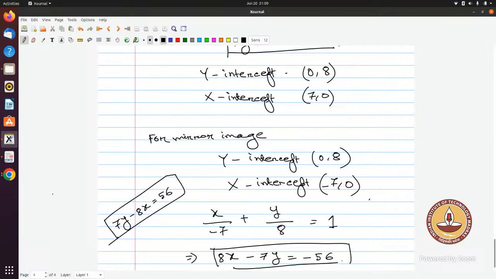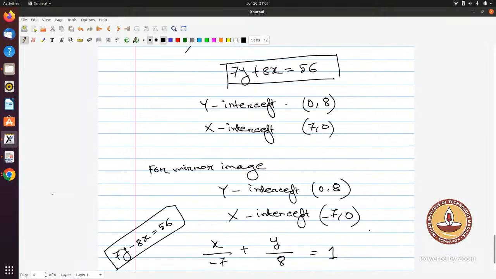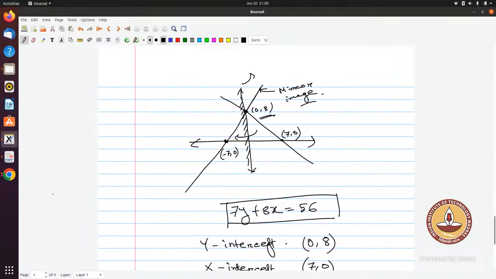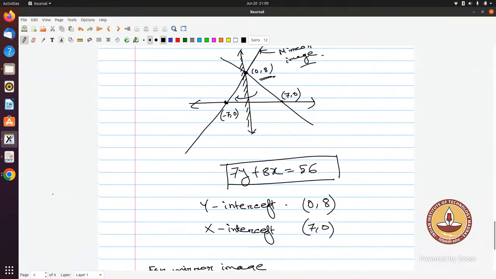Sir, actually I used another method. I used the perpendicular lines slope formula, m1 into m2 is equal to minus 1, because these will be perpendicular to each other. Yes, sir. Yeah, you can do that. But why are they perpendicular? Because it is a mirror image, so the other line is the mirror image and it gives the cross slope. So they are perpendicular to each other, sir.